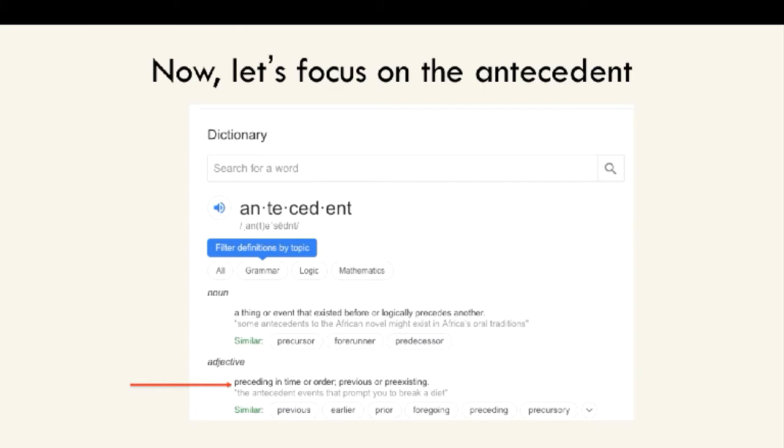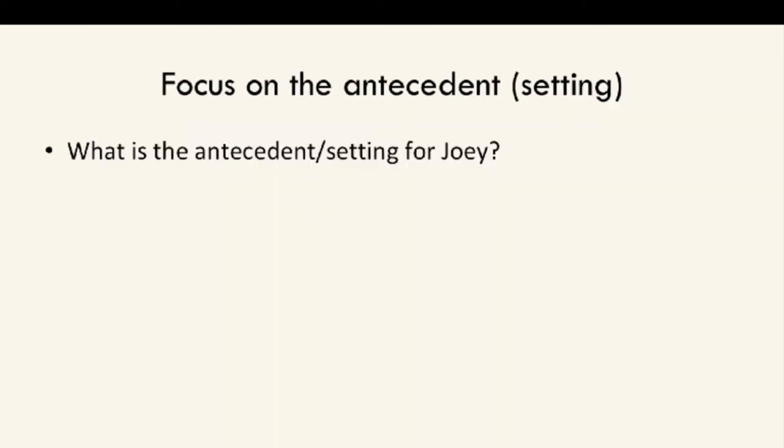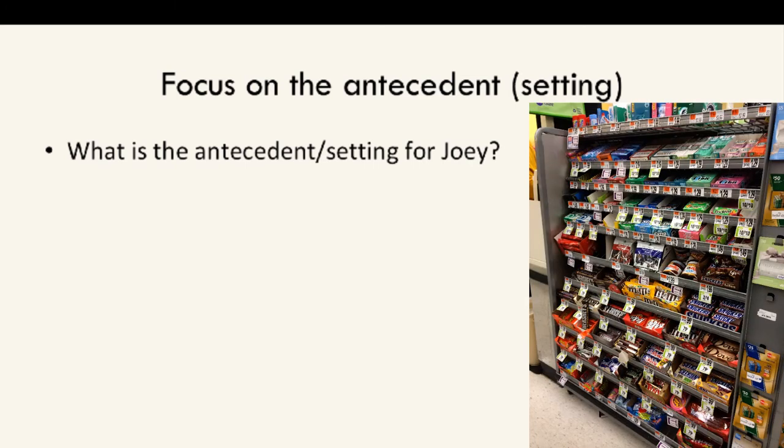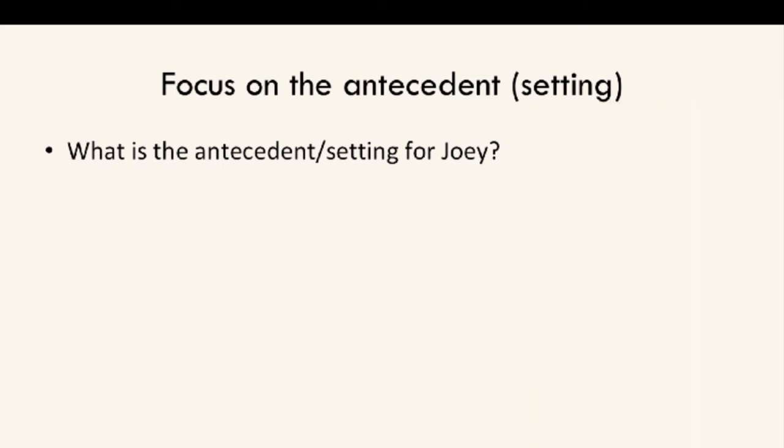What's going on? Where is he? What's happening at that moment right before he decides to start nagging his mom for candy and throwing a little tantrum? So what is the antecedent or setting for Joey? They're physically in the grocery store, right? But we might want to make that more specific because he doesn't throw a tantrum through the entire grocery store. It's only during the checkout where he's standing there probably bored and then there's a bunch of candy right there, right? So that's probably the best description of the antecedent or the setting for Joey.